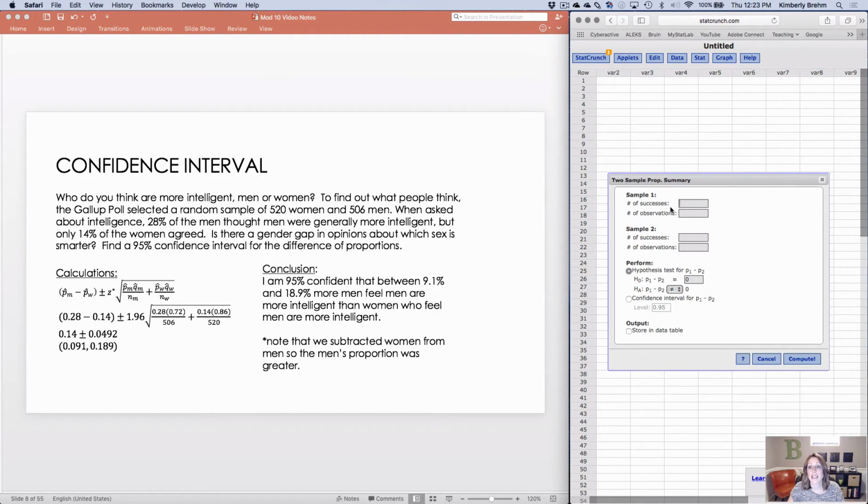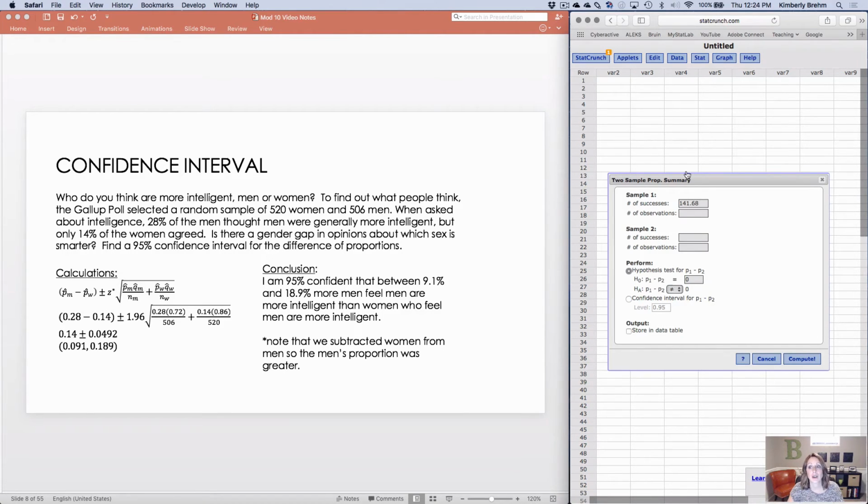So now notice that it's asking here for the number of successes and the number of observations. A mistake a lot of people make is trying to put 0.28 here for number of successes, because that's the proportion of men. But remember, it's 28% of the men, and there were 506 men. So I'm going to use my calculator. I'm going to multiply 0.28 times 506 and put that value here.